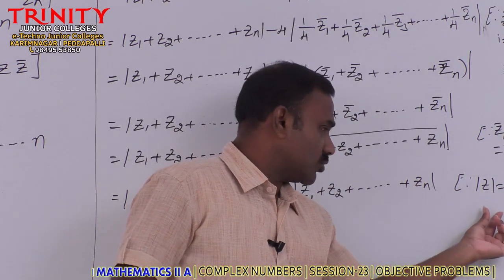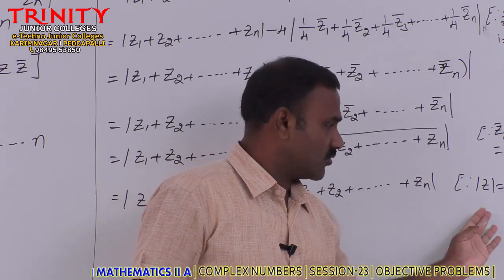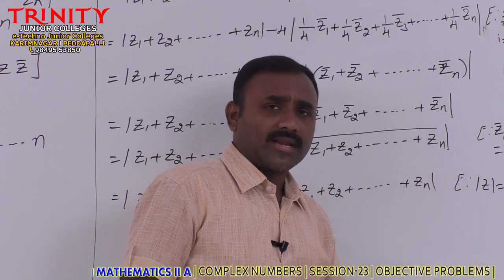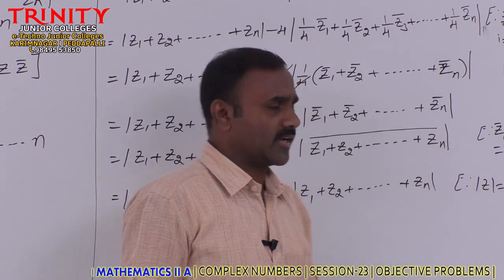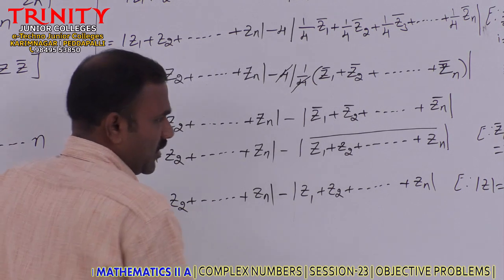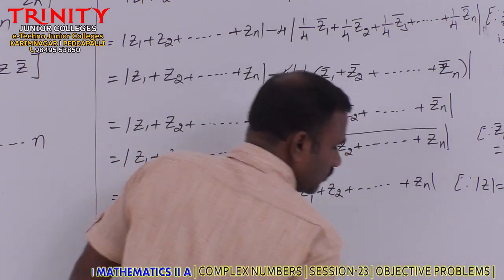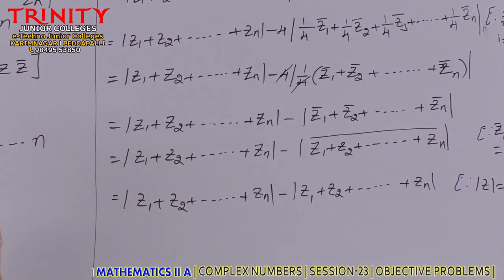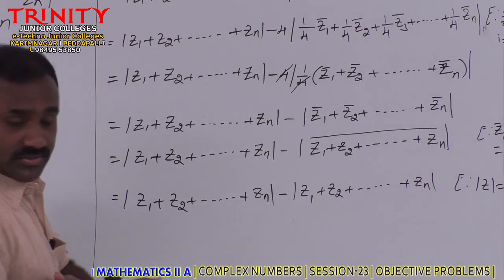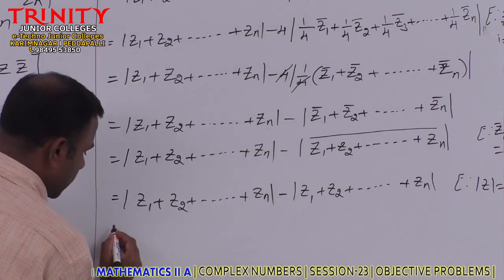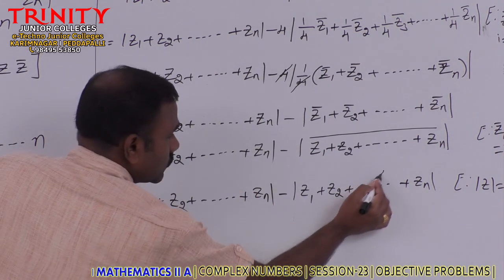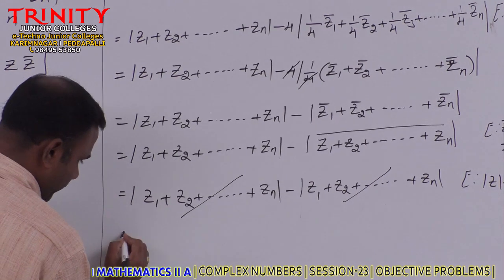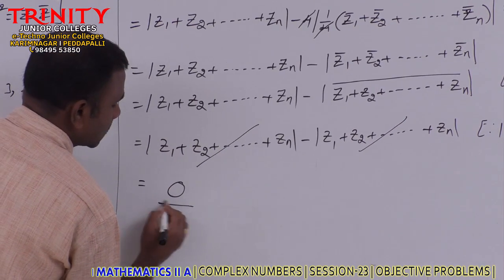If you take Z equal to 2 plus 3i and Z bar equal to 2 minus 3i, both have the same modulus, root 13 and root 13. That's why mod Z is equal to mod Z bar. Now these two get cancelled, therefore the value is 0.